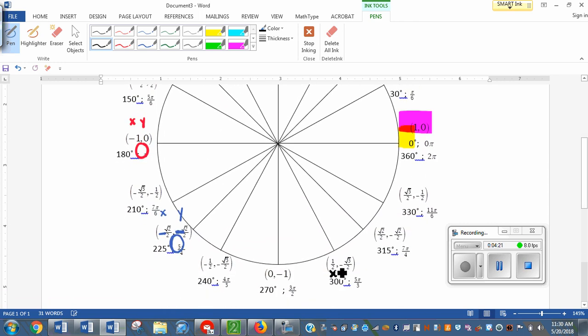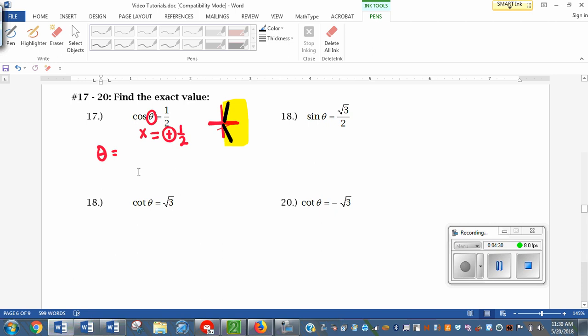So here is where x is positive 1/2. So I'm either going to use this 300 or 5 pi over 3, depending on what they give me. So on this, I'm going to stick to radian measures. So I'm going to say at pi over 3 and at 5 pi over 3 to represent both of those angles.